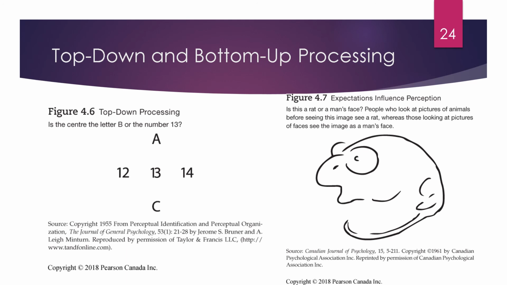So if I asked you to look at this and give me your interpretation without any explanation, you would probably be equally likely to say a man's face or a rat because you have no context, so you'd be using that bottom-up processing. But if I was showing you a bunch of pictures of faces or a bunch of pictures of animals beforehand, you're much more likely to engage in top-down processing and therefore see either the man or the face depending on those cues. Or sorry, the man or the rat, depending on the cues that I gave you.